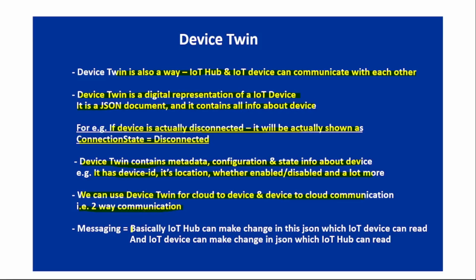And finally, basically IoT Hub can make changes in this JSON, that is the device twin, which the IoT device can read, and the IoT device can make changes in this JSON, which IoT Hub can read, and that is how IoT devices and IoT Hub can communicate with each other. So that's it guys, this was just an introduction to device twin. We will cover device twin in detail in our upcoming videos.